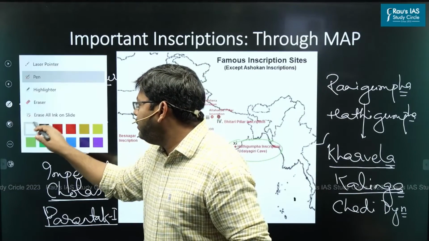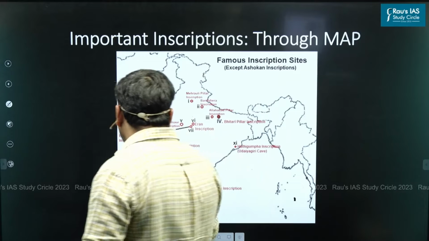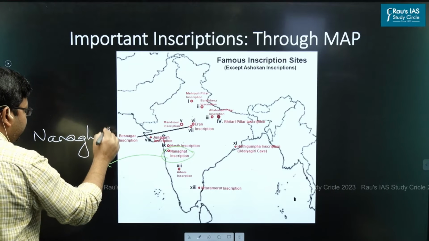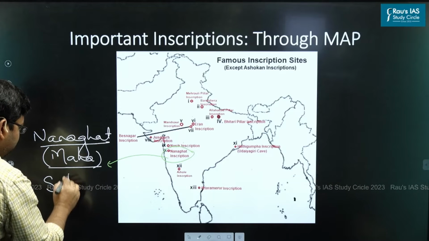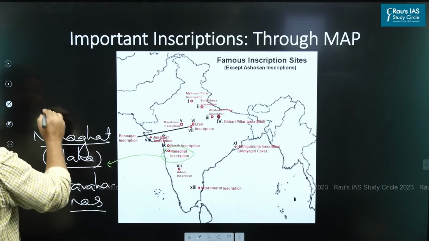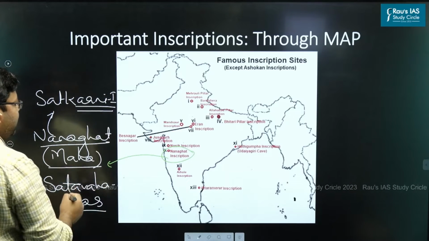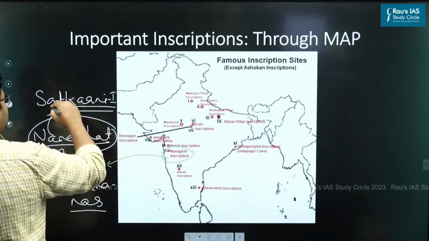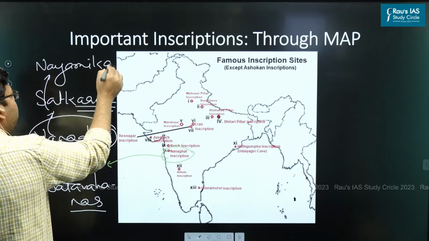The next important information that we can have here is about the Nanaghat inscription. The Nanaghat inscription is in Maharashtra, and it gives the details of the achievements of the Satvahanas, particularly the Satvahana ruler Satkarni I. One great Satvahana ruler was Satkarni I. His achievements have been inscribed in the Nanaghat inscription by his wife Nayamika, who was also called Nagamika.